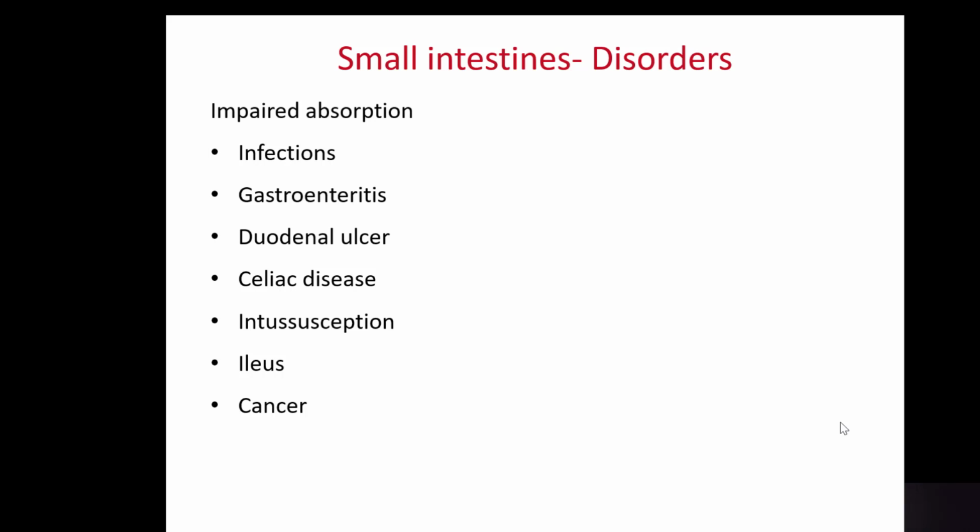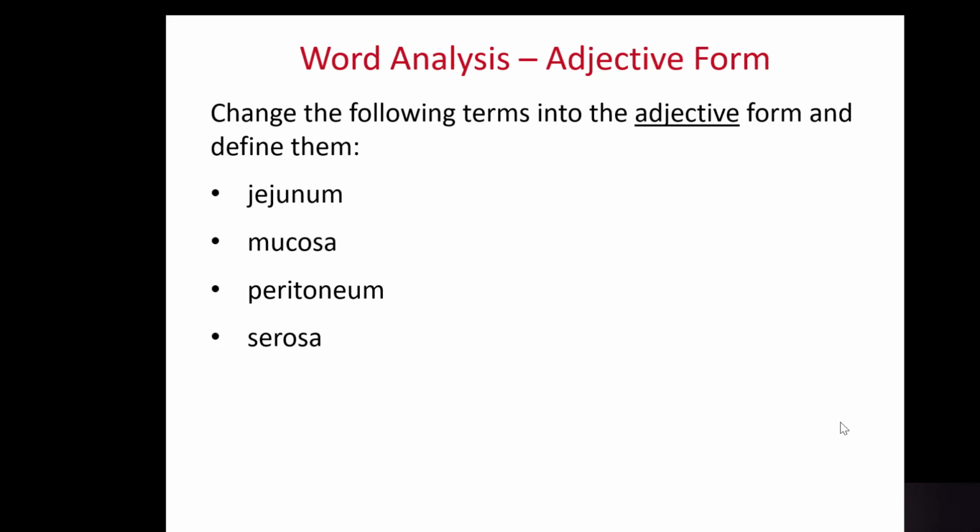So looking at some word analysis here, this slide is asking you to change the terms into their adjective form. So jejunum would become jejunal, mucosa would become mucosal, peritoneum would become peritoneal, and serosa would become serosal.